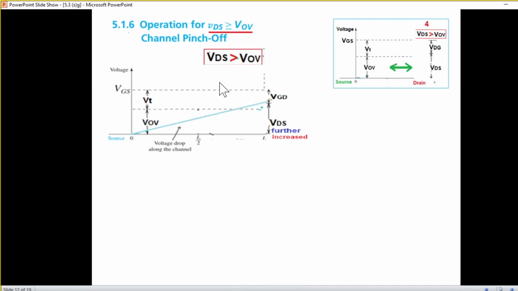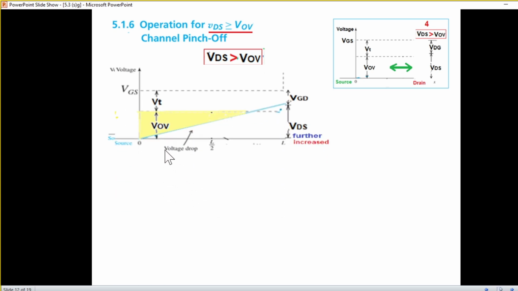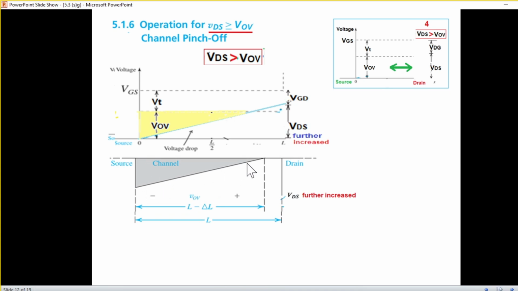The next point is that we are taking now the last step. VDS is greater than VOV. So VDS has increased further and it has become greater than VOV. Now you can see the voltage drop has gone up. So this much is the drop. So what is available for the channel is only this much of the voltage. So the channel will take this shape, or channel depth will be of this shape as shown in yellow. So the depth will be this shape.